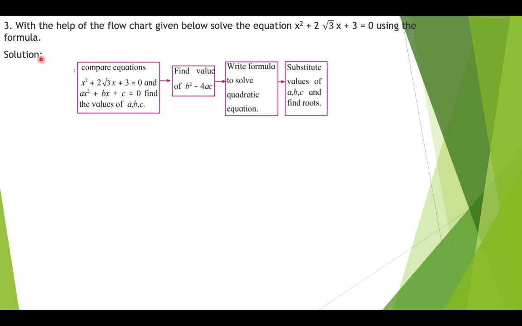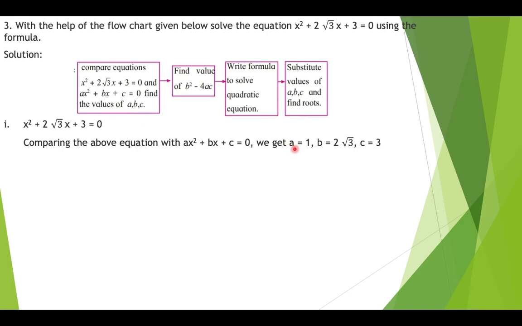Let us go for the main question 3, the last question of this practice set. So we have over here, with the help of a flow chart given below, solve the given quadratic equation x square plus 2 root 3x plus 3 is equal to 0 using the formula. Now in the first step, what they are saying is compare the equation x square plus 2 root 3x plus 3 is equal to 0 and ax square plus bx plus c is equal to 0. Find the values of a, b, c. So when we do that, we get the values of a, b, c as a is equal to 1, b is equal to 2 root 3 and c is equal to 3.